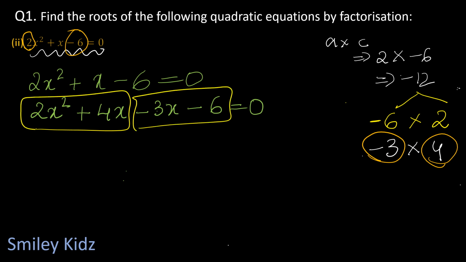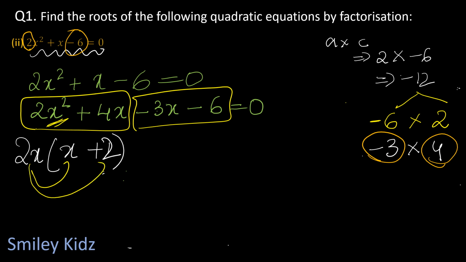Now in set 1, I can take out 2x common, isn't it? And I'll be left with x plus 2 in the brackets. Let me just check it out. This 2x into x will give you 2x squared and 2x into 2 will give you 4x. In that way, we have split the middle term.